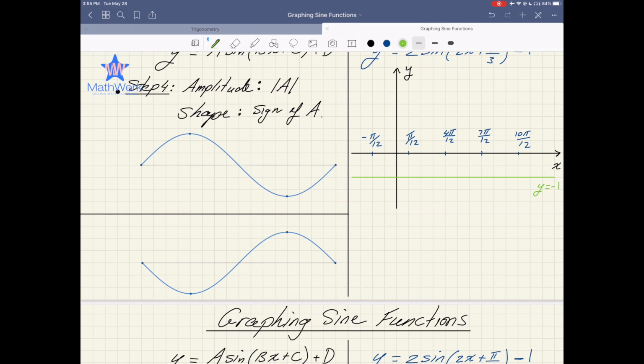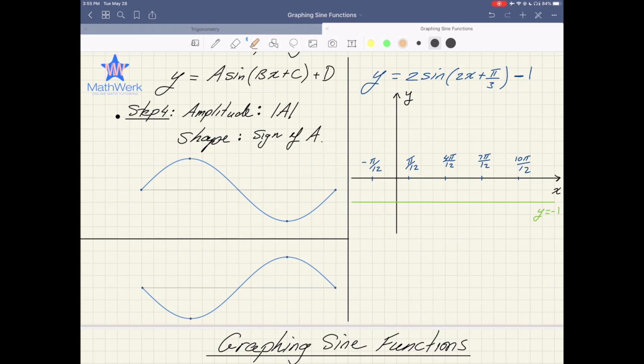Okay, so the next thing we want to know is what is the shape of our function? And the shape depends on a. A is the multiplier of the sine. In our case, a is 2. And the sign of a will tell us whether it's going to be this shape here if a is positive, or this shape down here if a is negative. So a in our problem is 2, which is positive, so we're going to have this shape. In other words, after the first point, we immediately go up to the maximum.